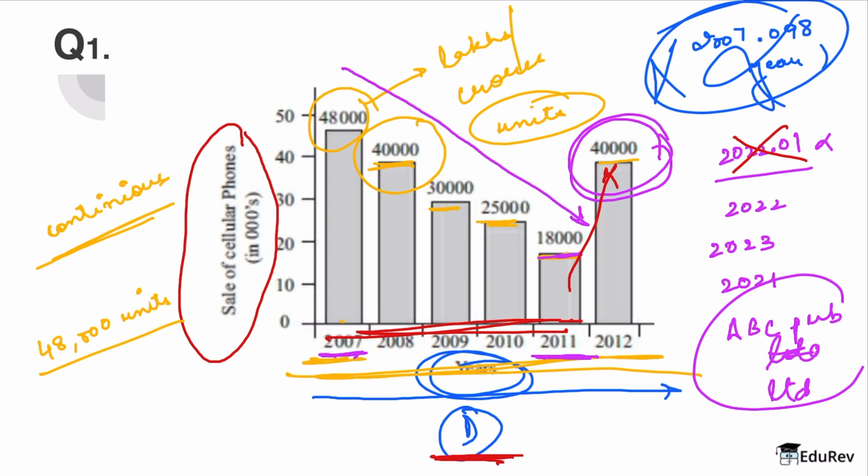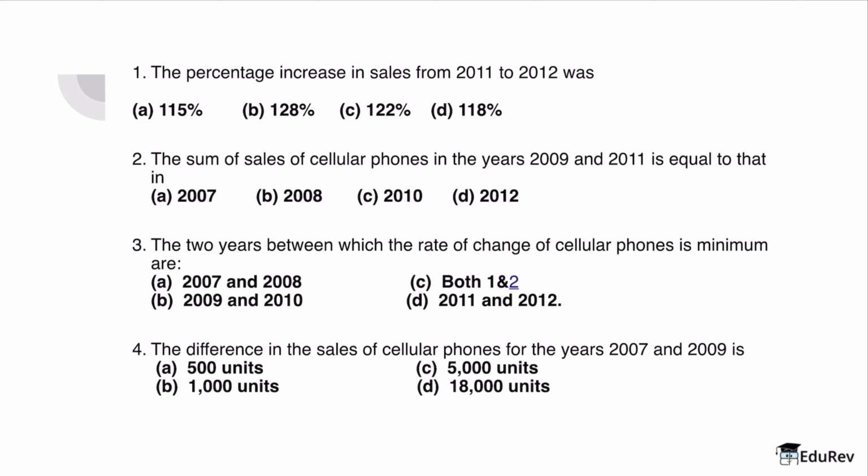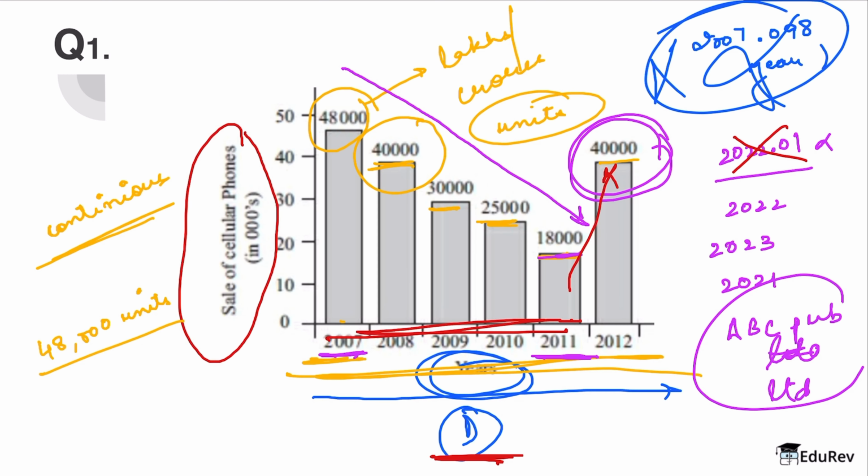Now let's go on to the questions of these bar charts. Okay, now what are the questions? Question number 1. The percentage increase in sales from 2011 to 2012 is what? Okay, percentage increase. I'm going to solve it here only and then you are going to answer it. So the percentage increase.